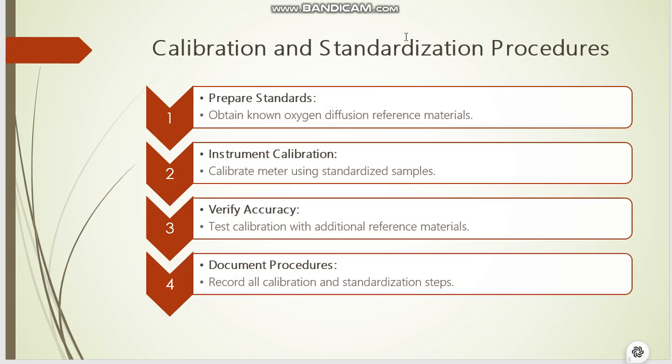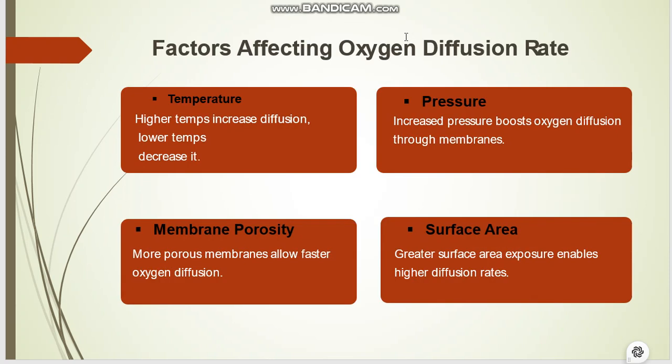Calibration and standardization procedures. Number 1, prepare standards: obtain known oxygen diffusion reference materials. Number 2, instrument calibration: calibrate the meter using standardized samples. Number 3, verify accuracy: test the calibration with additional reference materials. Number 4, document procedures: record all calibration and standardization steps.